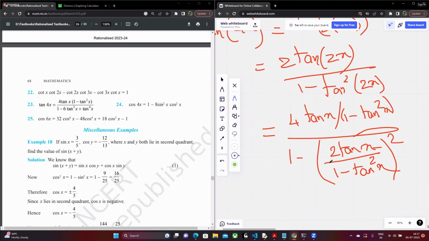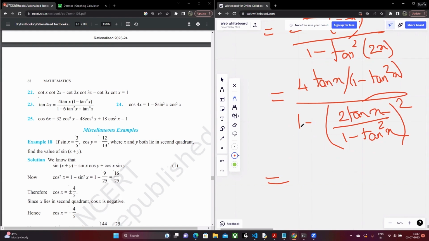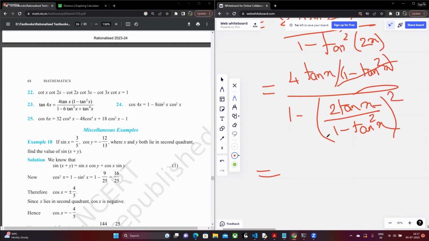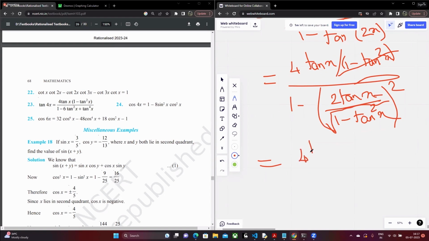Right? So, what I'll do is multiply numerator and denominator by 1 minus tan square x. I include a root over here to show that I just have one more 1 minus tan square x in the denominator after this one that is squared out. If I have to remove this also, then I'll have to multiply again by 1 minus tan square x. So I'll be left with 4 tan x into 1 minus tan square x.